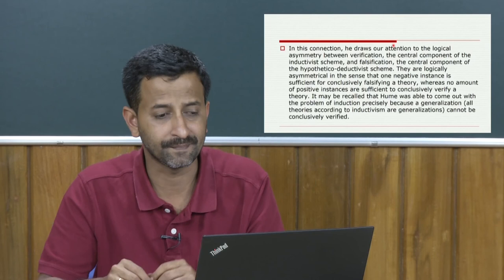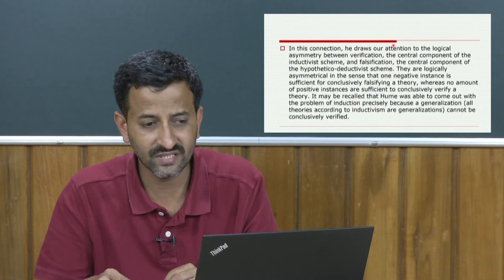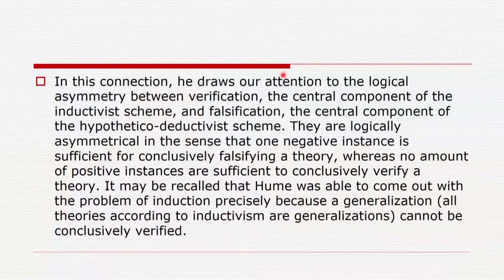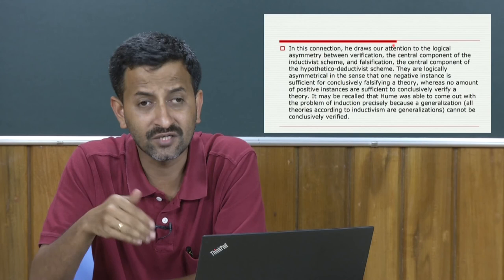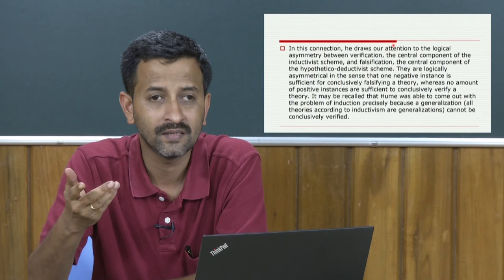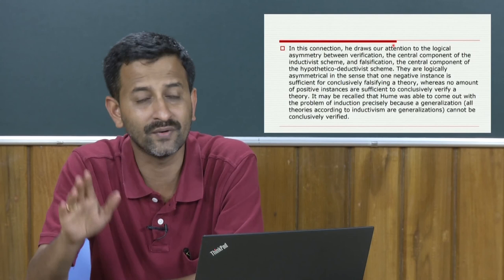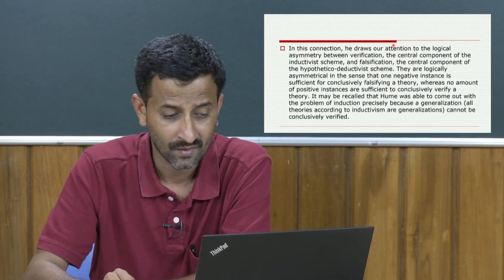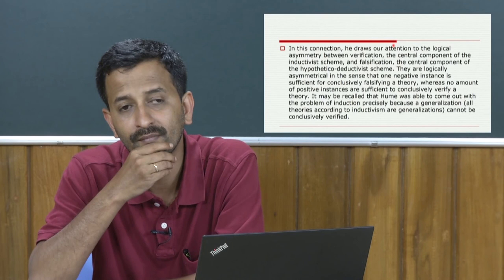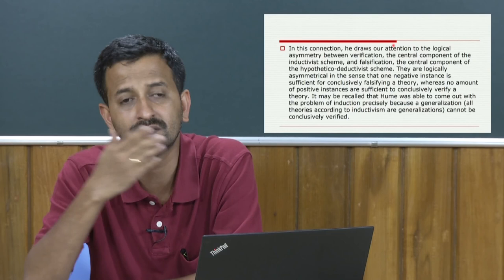These are logically asymmetrical in the sense that one negative instance is sufficient for conclusively falsifying a theory, whereas no amount of positive instances is sufficient to conclusively verify a theory. In the inductivist schema, you can go on and on accumulating observational instances and observational data, still they are not adequate, not sufficient to conclusively verify a theory. That is why I was giving you the example: all crows are black, all swans are white, all men are mortal. You cannot conclusively verify this statement.